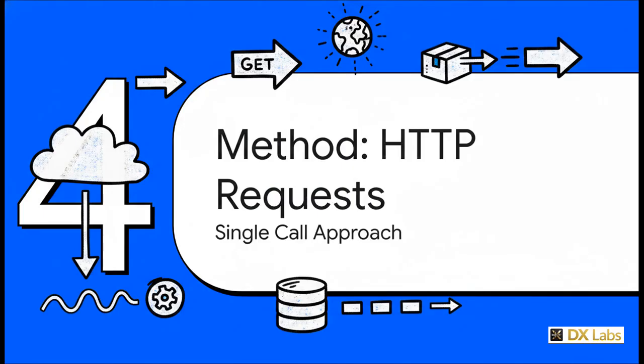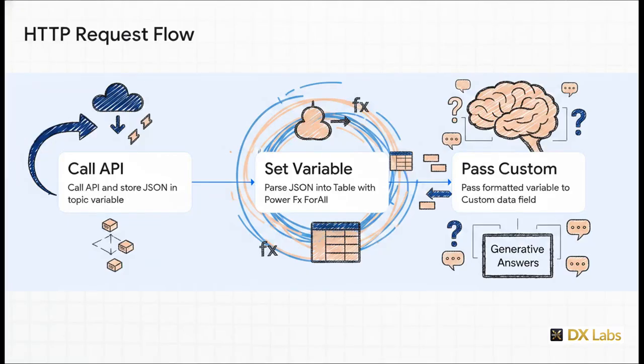All right, section 4, method, HTTP requests. This is the first of 2 distinct tools to retrieve and reshape your data. Think of an HTTP request like a courier fetching a package, except the package is written in a language the AI just doesn't understand. So first you add an upstream HTTP request node to call your data API and grab that package. Second, you use a SetVariable node with a Power FX ForAll expression. This acts as your translator. It parses the raw JSON from the API and maps it directly into that strict 3-column table we just talked about. Finally, you take that beautifully formatted variable and pass it right into the generative answers custom data field.